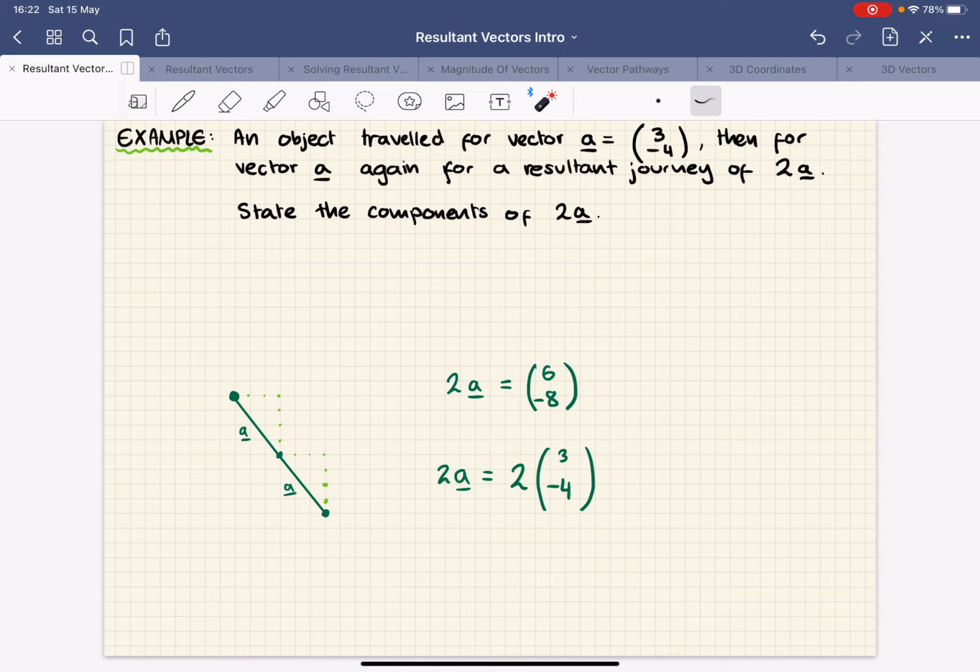So when I've got a number in front of my vector, I just multiply that number with each part of my component vector. And so in the next video, we'll use this in a quicker method like this, and we'll look at a bunch of questions. But otherwise, let me know if you have any questions, and good luck with the work.